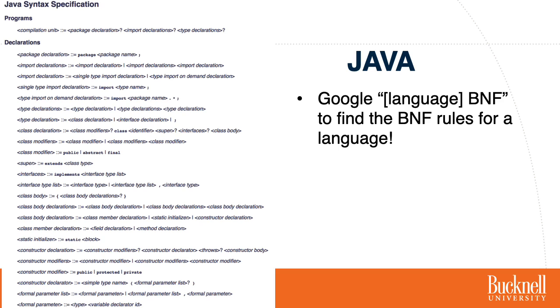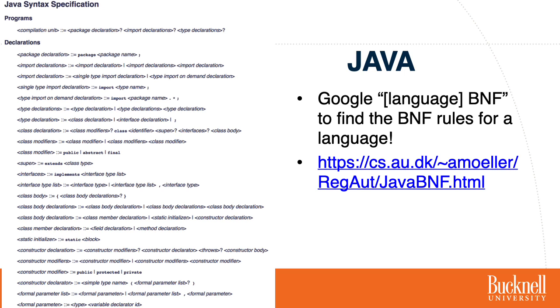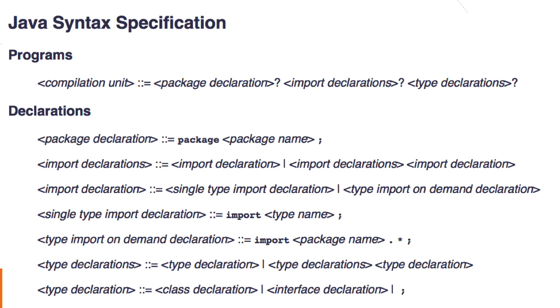If you want to know the BNF for a particular language, you can just Google language name and BNF and probably find the BNF rules. That's what I did here to find the Java BNF rules from this website. If we take a closer look, we can see the rule that starts off a Java program. Compilation unit can be replaced with package declaration, import declaration, and type declarations.